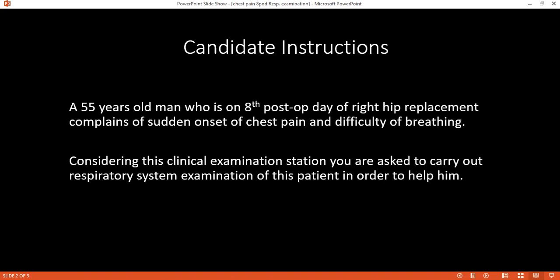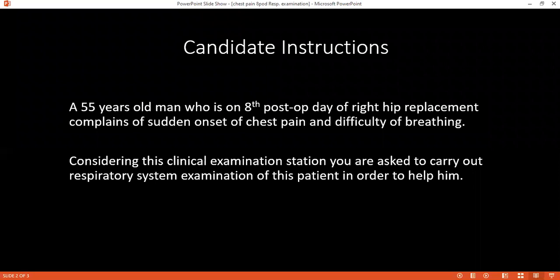chest expansion. Yes, how would you make sure the chest is expanding equally on both sides? Yes, I will put both my hands on his chest and meet there, the thumbs in the middle of the chest. Okay. And with the thumbs meeting in the middle, I ask the patient to take a deep breath and see whether my thumbs are moving equally or not.